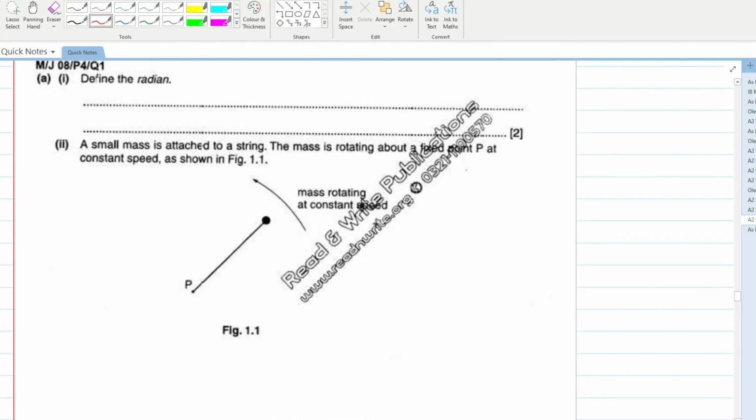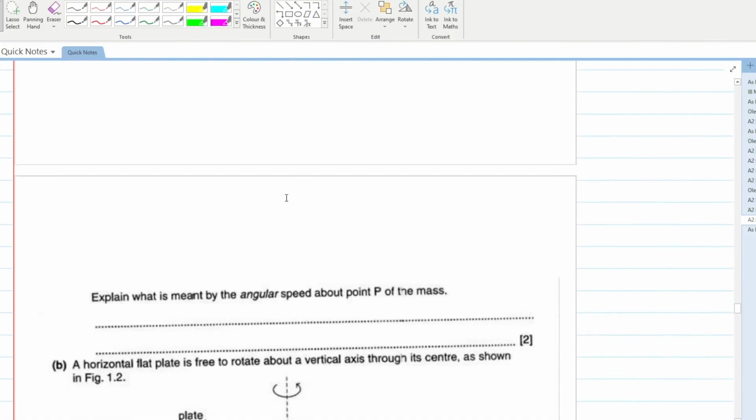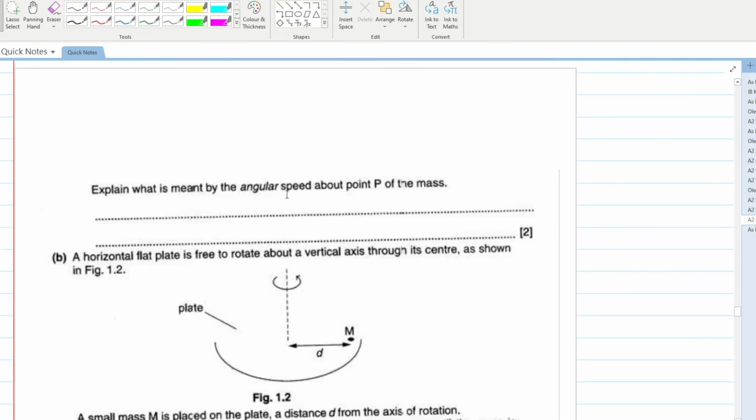Define the term radian. I have just done that. This is an FAQ. Please remember the radian key definition. A small mass is attached to a string. The mass is rotating about a fixed point P at constant speed as shown in figure 1.1. Explain what is meant by angular speed about P of the mass.